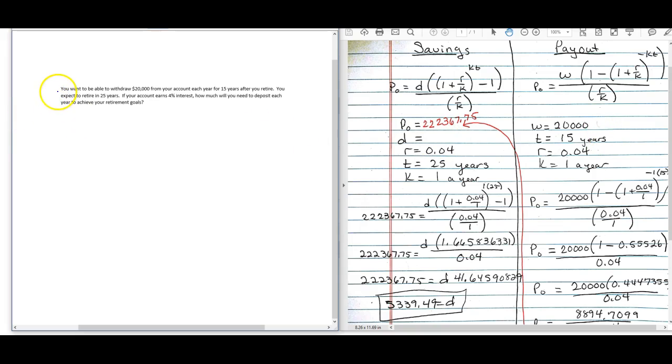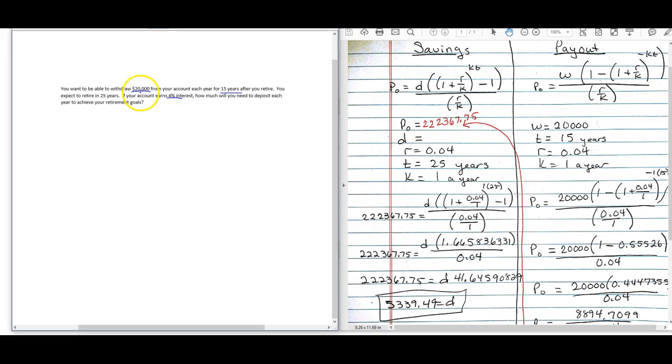So over here, we want to withdraw $20,000 from our account each year, for 15 years after I retire. So we need to think about what that means. That means we're going to withdraw $20,000, so that's my W. T is time, 15 years. R is our rate, or the percentage, if we get 4% interest, 0.04. And it's once a year.